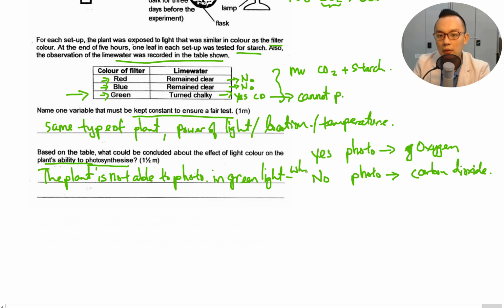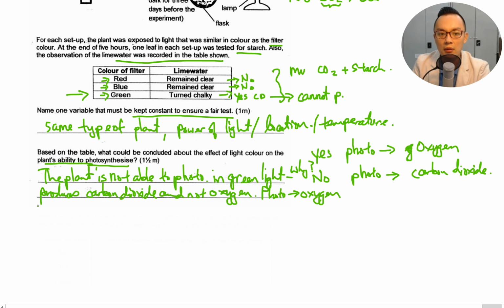Okay, why? Ask yourself why. Because it produces carbon dioxide and not oxygen. So you have to also explain that photosynthesis produces oxygen and respiration produces carbon dioxide, and therefore it cannot photosynthesize in green light.